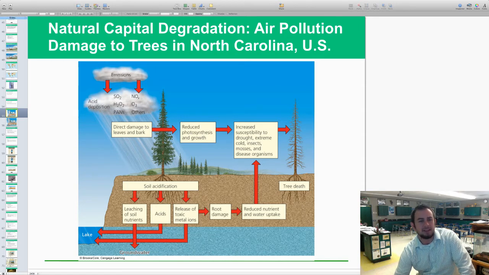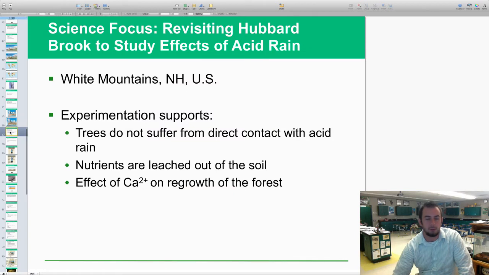So most of the time, you might see some damage, like little white spots on leaves, caused by acid rain, but not necessarily the whole tree losing its leaves. Most of that is because the tree died because it doesn't have enough nutrients. Because it doesn't have enough nutrients, it's also susceptible to drought, extreme cold, insects, and parasites, and then it dies that way. So it could be a combination of killers for your trees or crops.